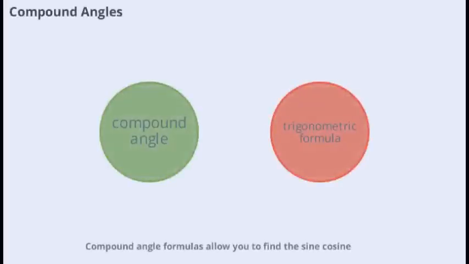Compound angle formulas allow you to find the sine, cosine, or tangent of the sum or difference of two angles. For example, sin(alpha plus beta) equals sin alpha cos beta plus cos alpha sin beta, and cos(alpha plus beta) equals cos alpha cos beta minus sin alpha sin beta. These formulas are essential for simplifying expressions and solving equations involving multiple angles.